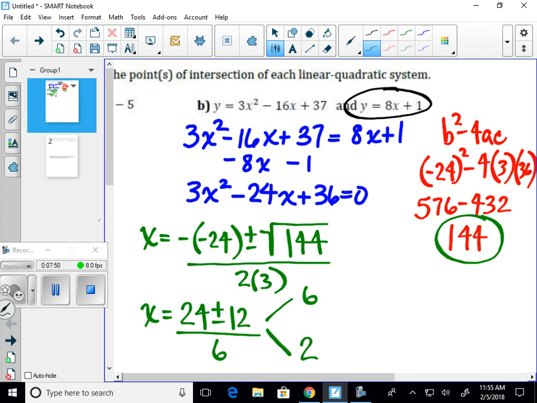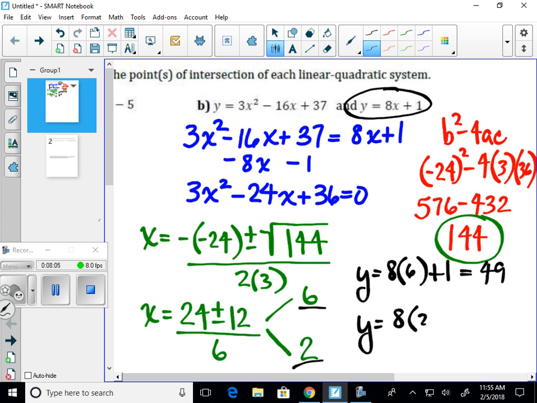So I take my x value, plug it in, so y is equal to 8 times 6 plus 1, so that's 48 plus 1, which is 49. And then y is equal to 8 times 2 plus 1. 8 times 2 is 16, plus 1 is 17. So I'm saying that my solutions, my points of intersection, are going to be at point 6, 49, and my other point is going to be at 2, 17.